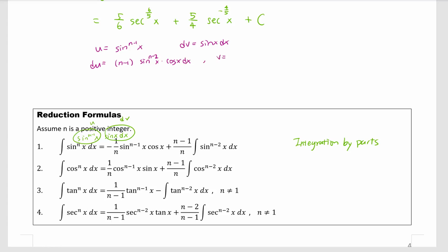And then v, the integral of sine, is going to be, because the derivative of cosine is minus sine, so this is negative. And using the integration by parts formula, the integral of sine to the n x dx is uv, so minus sine n minus 1 x cosine x, minus the integral of v, but negative becomes positive, du.